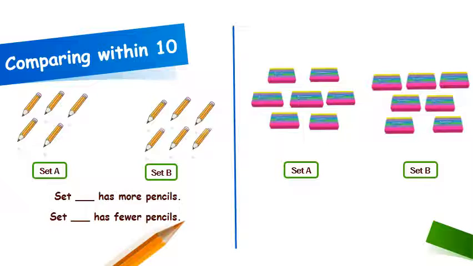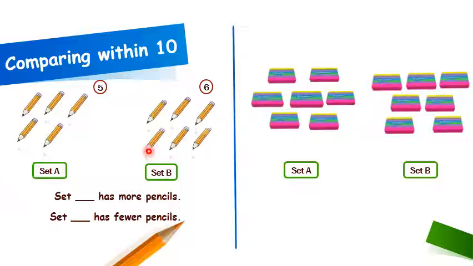Okay, now let's compare the objects here. Here you see two sets of pencils, set A and set B. Now let's count how many pencils set A has. 1, 2, 3, 4, 5 pencils are here. And how many pencils are there in set B? 1, 2, 3, 4, 5, 6 pencils are here.